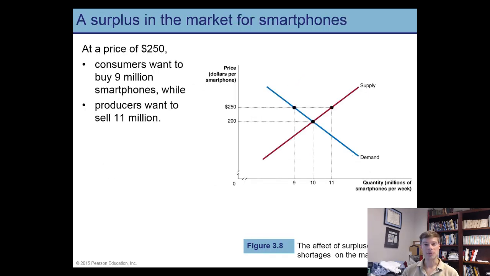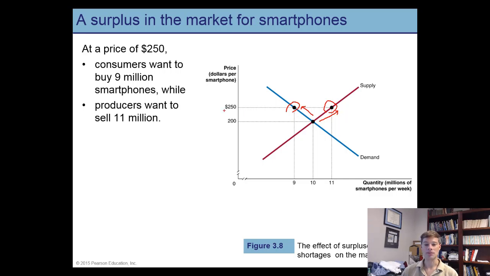To see this, let's consider a different market price. Let's suppose that the market price is $250. According to this graph, when the market price is $250, consumers only demand 9 million smartphones per week, and producers are willing to supply 11 million smartphones per week. When the price goes up, consumers are not willing to buy as many smartphones, and when the price goes up, producers are willing to supply more smartphones.